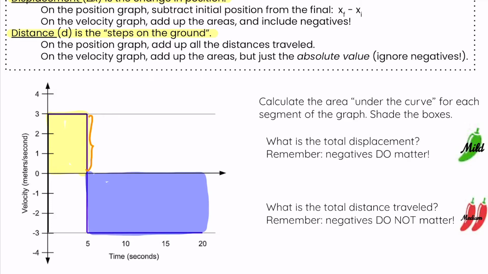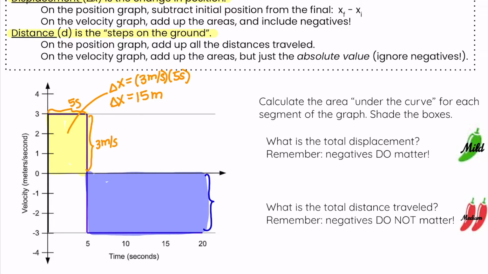So we have a velocity of 3 meters per second, and we have a time from 0 to 5 of 5 seconds. So to calculate the displacement, we just multiply the velocity times time. So 3 meters per second times 5 seconds. And we should get 15. And since they're both positive, our answer should be positive, so displacement is 15 meters.